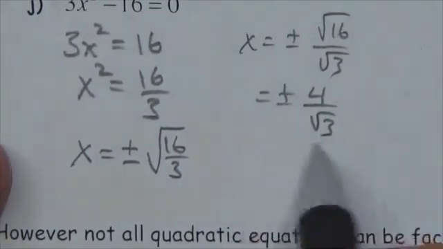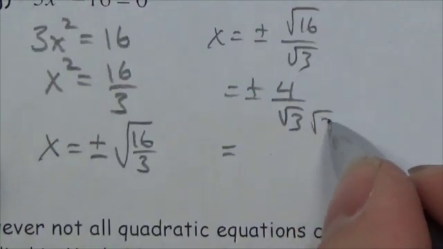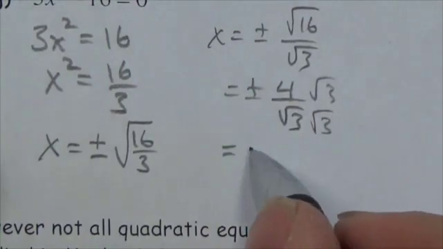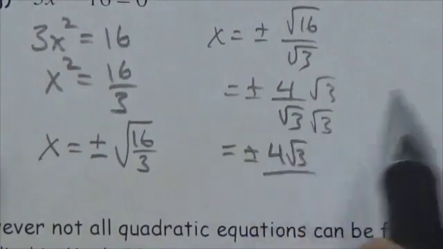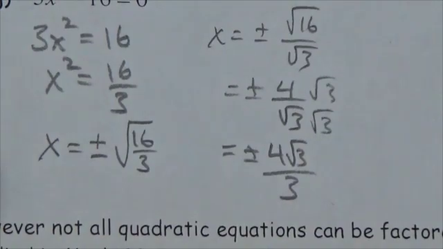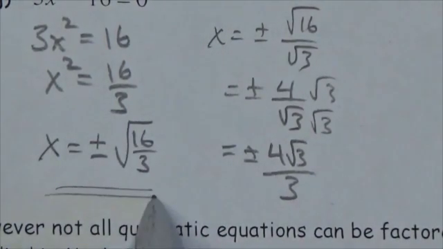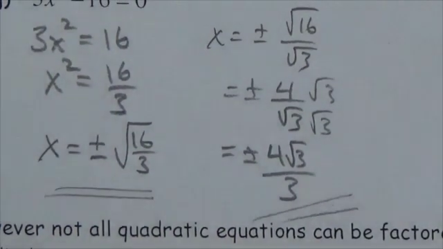And now the expectation, I suspect, is that you will rationalize this by multiplying by root 3 in the numerator and denominator. So this will be plus or minus 4 root 3, and then the root 3 times the root 3 will just get you a 3. So a little bit more complicated of an answer. This may be as far as they expect you to go, but you might be expected to do that as well. Just something to think about.